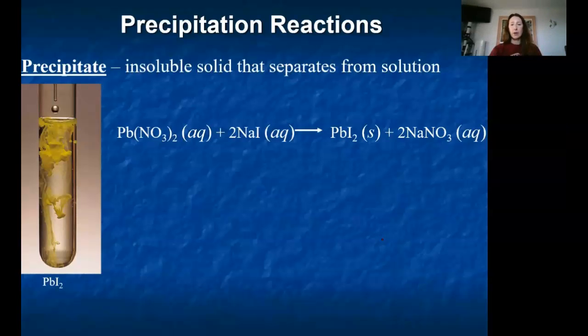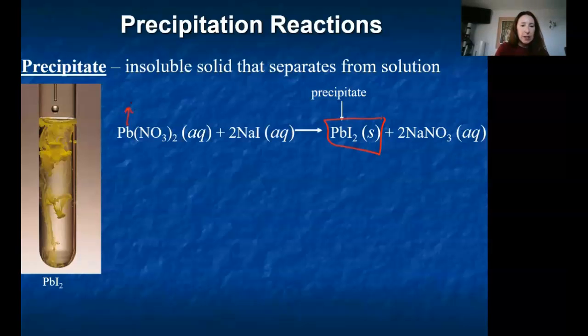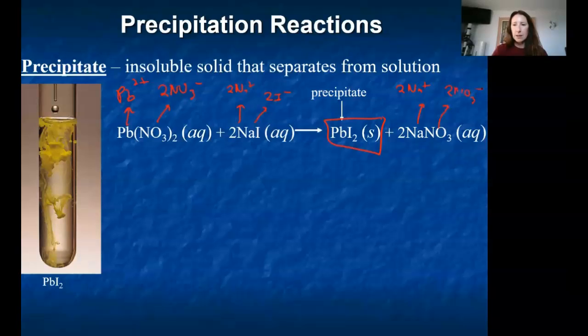Okay, so here is our molecular equation. I didn't even make you do the rest of it. So this is the molecular equation. Our precipitate, this is the one that doesn't come apart. It's our solid. Everything else comes apart. This Pb is actually Pb2 plus. This is actually 2 nitrates. This is 2 Na's. This is 2 I minuses. This again is 2 Na's. And this breaks up into 2 NO3 minuses.